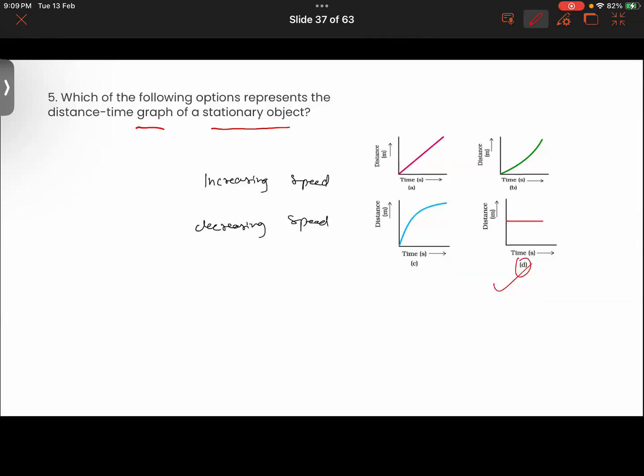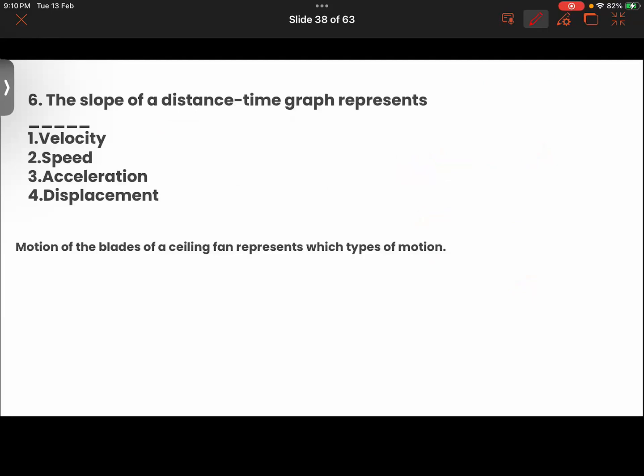Also, this line that you see here is called the slope. Like a mountain has got a slope. This is the slope of a mountain. Similar to this, in a distance time graph also, this line is called a slope. Answer this question number 6.